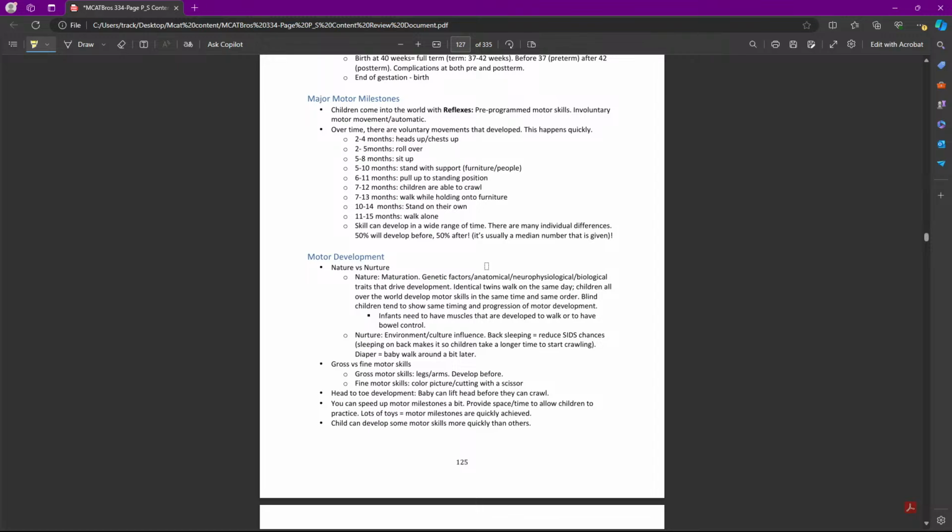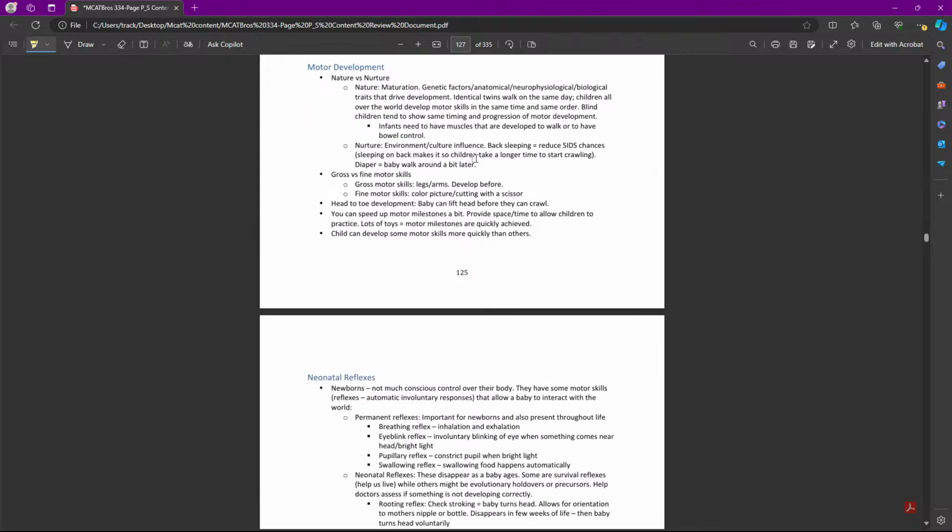5 to 10, stand with support. 6 to 11, pull up to standing position. 7 to 12, children are able to crawl. 7 to 13, walk while holding on to furniture. 10 to 14, stand on their own. 11 to 15, walk alone. Skill can develop in a range of time. Okay? Not really sure. They're just being very detailed about development, I guess.